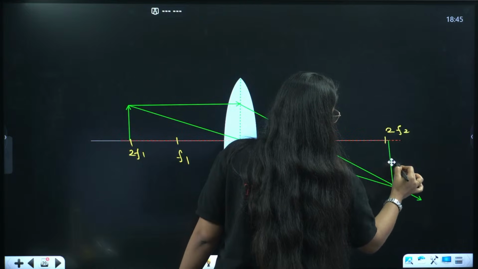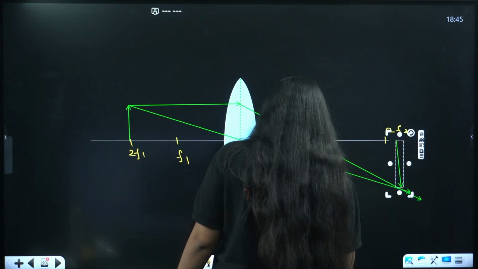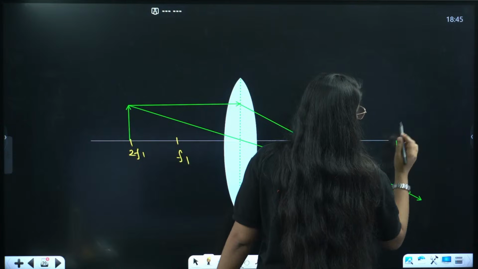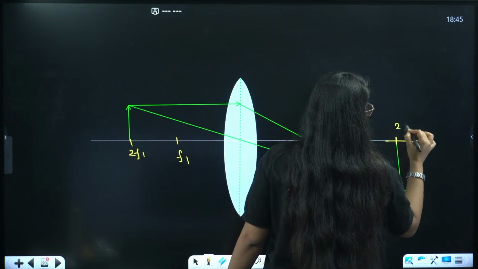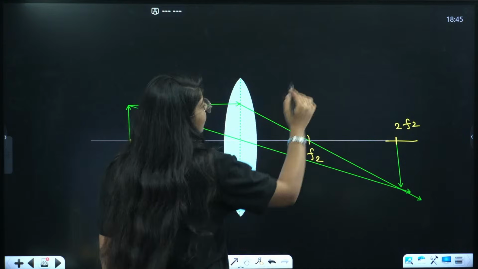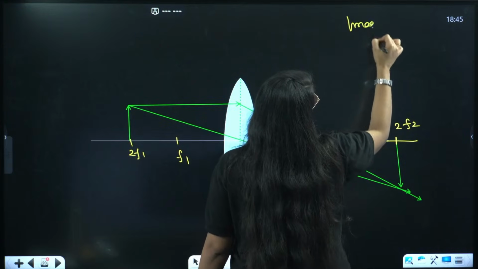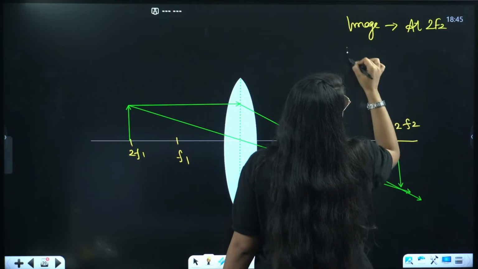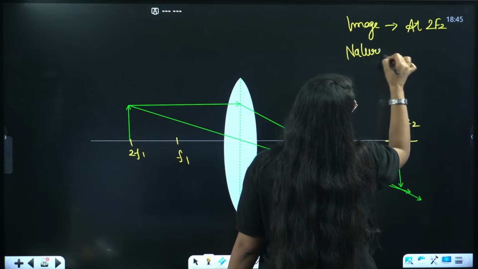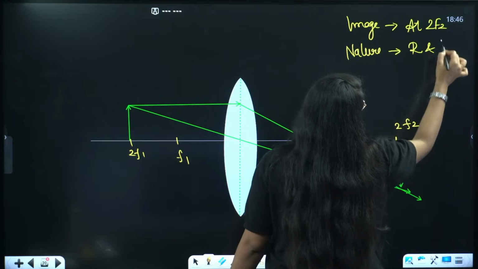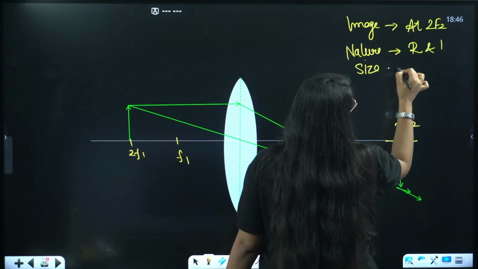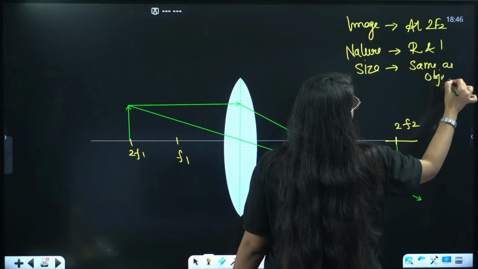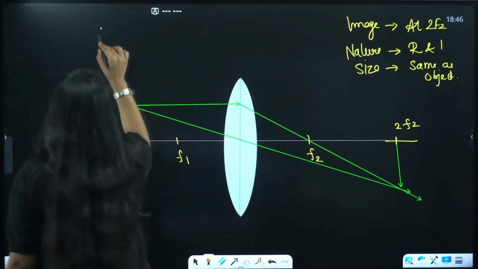ठीक है, now be very careful where you are making 2F2. That's why I asked you to use the pencil. Okay, use the pencil, and this is where 2F2 is. Now the image is formed at 2F2. The nature of the image, as everyone said, is real and inverted, and the size is same as that of the object. Same as object. Understood? कैसे manipulate करना है इसको?